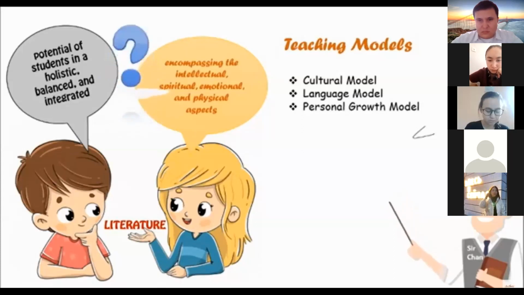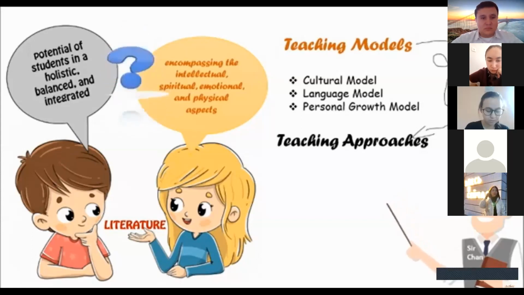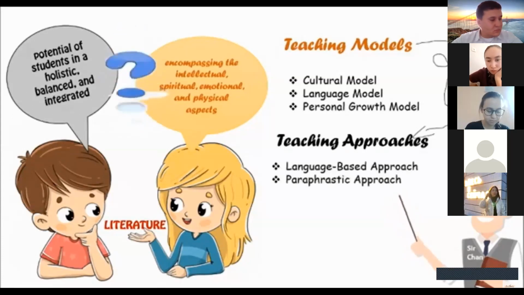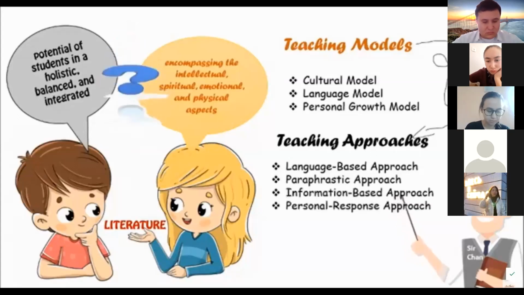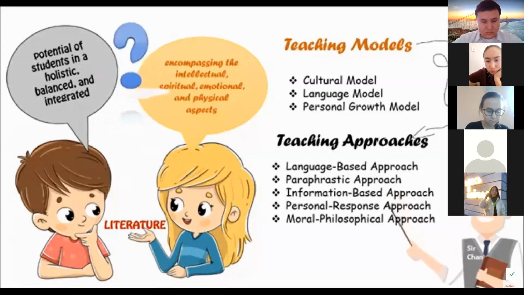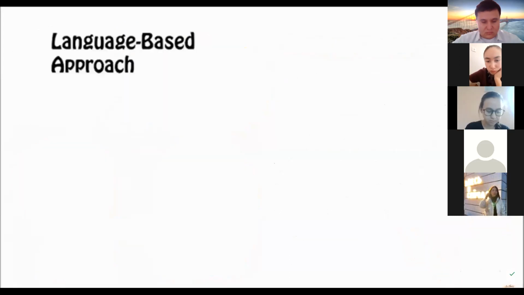These models have been incorporated in various approaches in the teaching of literature. An approach is a way of looking at teaching and learning. It gives rise to methods, the way of teaching something, which uses classroom activities or techniques to help learners learn. There are 6 approaches to the teaching of literature. These are the 1. Language-based approach, 2. Paraphrastic approach, 3. Information-based approach, 4. Personal response approach, 5. Moral philosophical approach, and 6. Stylistics approach.